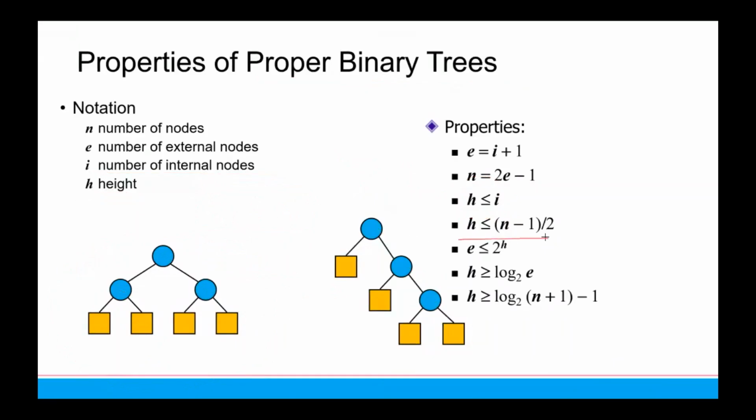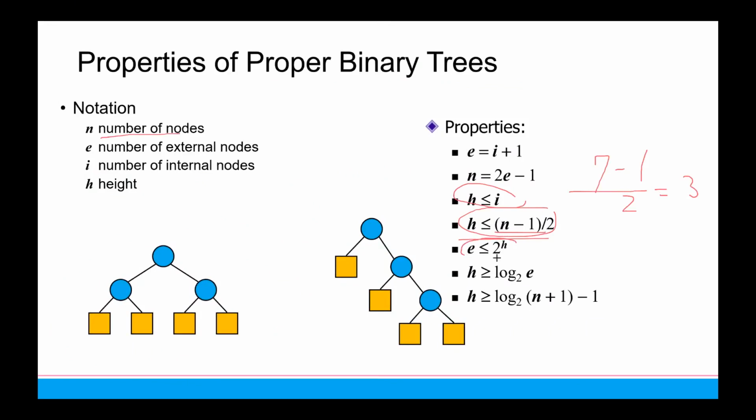h is less than or equal to (n minus 1) divided by 2. n is the number of nodes. In this case, we have 7 nodes. 7 minus 1, 7 minus 1 divided by 2. Then it is 3. Okay, so it is still the same with this one.